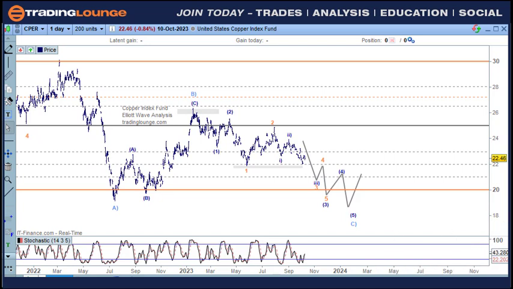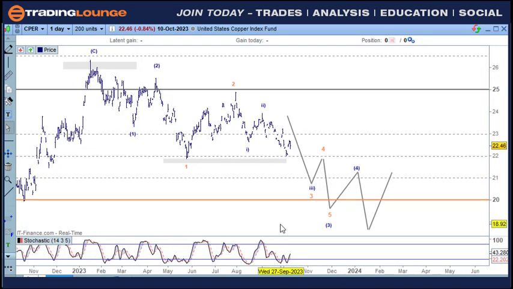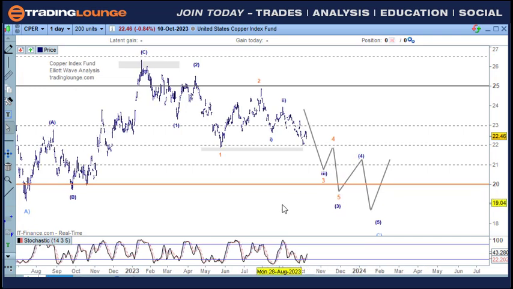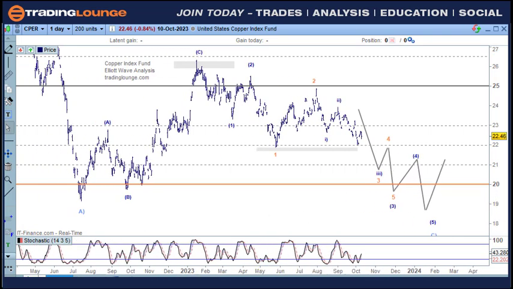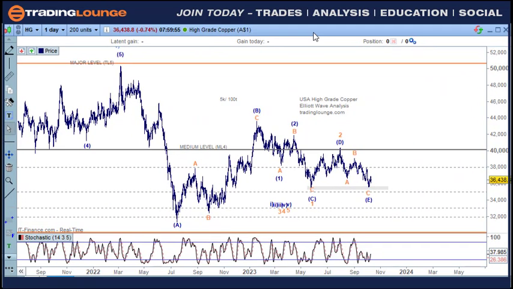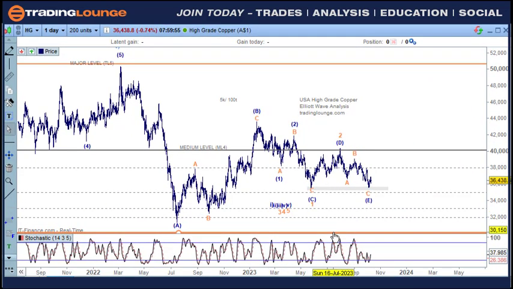So we can look at it with an A wave here, an ABC for the B wave here, then 1 and 2 and 1 and 2 and 1 and 2 and move on down here. And it's doing all the right things as it moves down. This is one of the pathways I've had. Now, when I look at the US high grade copper, it's a little bit reluctant to go down. I can look at it as 1 and 2 here and so on.